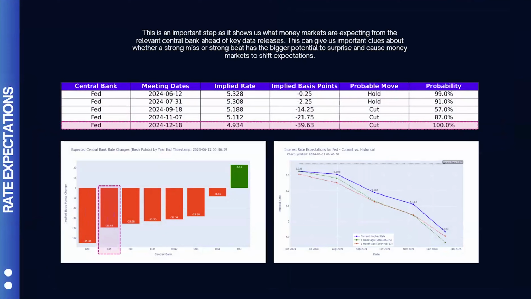Notice that heading into that CPI release for June, money markets were pricing in 30 basis points worth of cuts for the Fed by the end of the year. And it was only a December cut that was fully priced in, 100% priced by the markets. So from this, it gave us a lot of information.